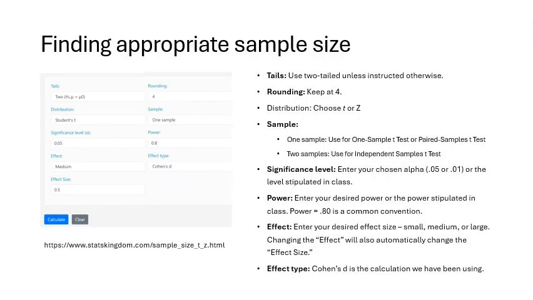For your study, in your project, you're going to be finding the appropriate sample size, and it's the same kind of tool, so it looks very similar, so a lot of the directions are going to be similar. Let's see if there are any differences here. Be careful about the sample. A paired samples t-test is really just one sample. And I don't think there's anything else you need. Make note that Cohen's d is the calculation we've been using, so you'll want to keep that the same. That's a standardized calculation.